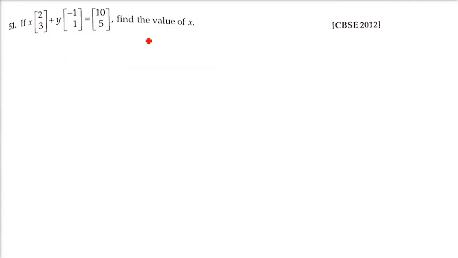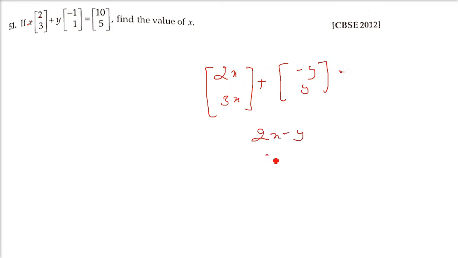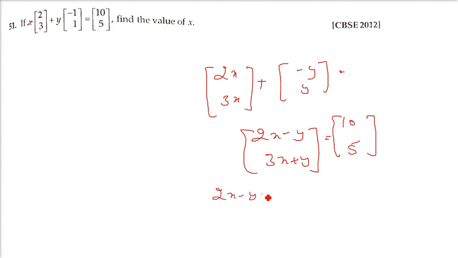Now find the value of x. So what do you get? 2x and 3x, multiplying x inside. Now multiplying y inside, negative y and y. This is 10 by 5. Let me add: 2x minus y and 3x plus y, and this is equal to 10 by 5. So now just equate. 2x minus y equals 10 and 3x plus y equals 5.